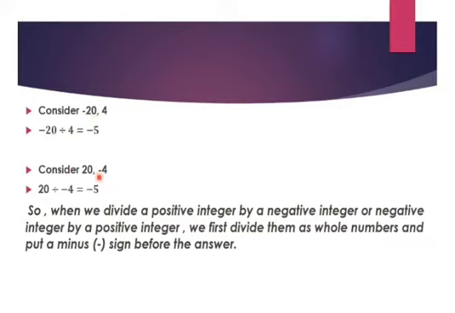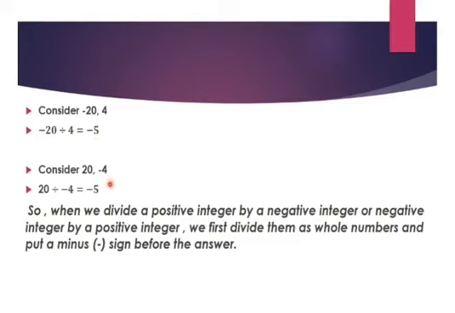in both cases, we first divide them as whole numbers and put a negative sign or minus sign before the answer. Once more, if the numerator or denominator, any one of them, is positive and the other one is negative, we simply divide them as whole numbers and put a negative sign before the answer or before the quotient.